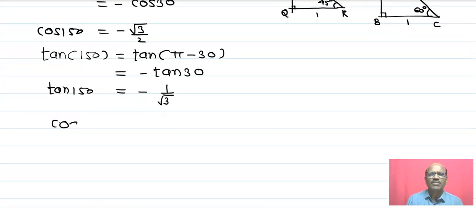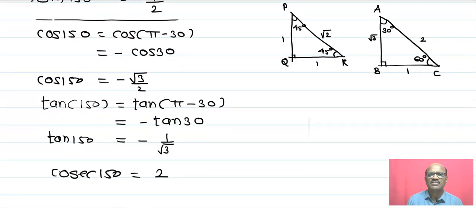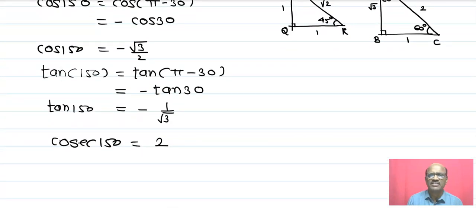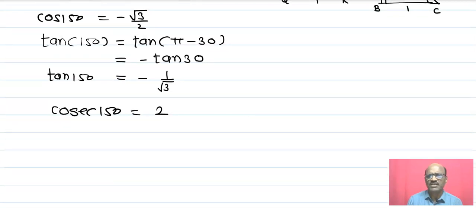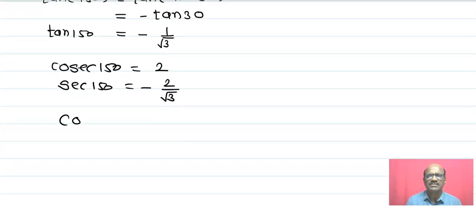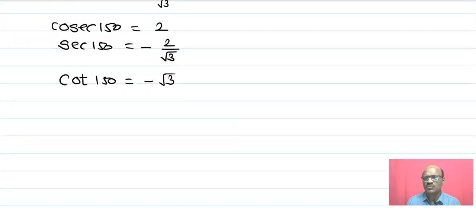Now, I have written their formula, tan of pi minus theta. Whenever there is pi minus theta, the function remains as it is. Now, cosec 150 is the reciprocal of sine of 150, and that is 2. And next is sec of 150, that is minus 2 by root 3. It is the reciprocal of cos of 150. Next is cot of 150. Again, it is the reciprocal of tan of 150, and it has a minus sign. It goes in the second quadrant.